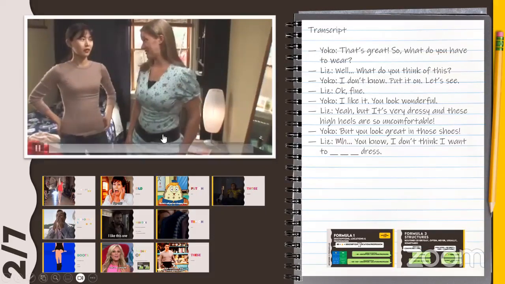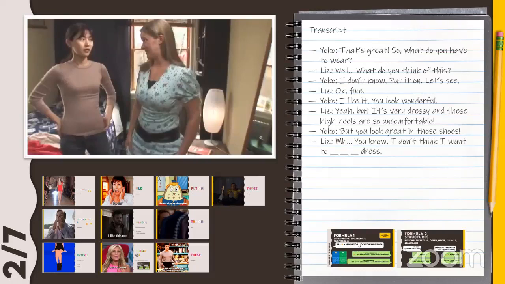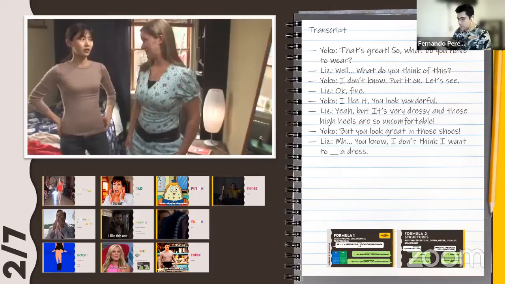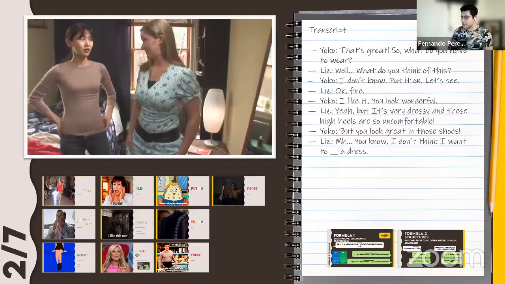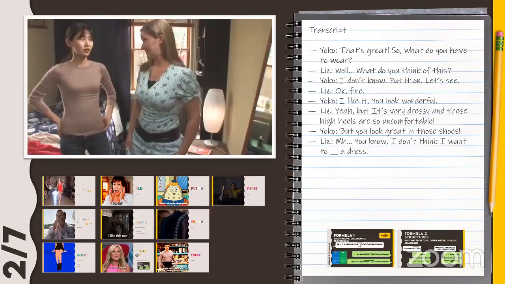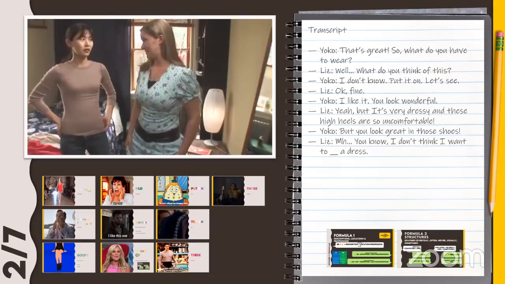I think I want to wear a dress. You know, I don't think I want to wear a dress. I want to... finally is a dress. Okay. And you have only one mysterious word. Any idea? No, what about the action for dresses? What do you do with a dress? Action for dress. Okay. What do you do with a dress?